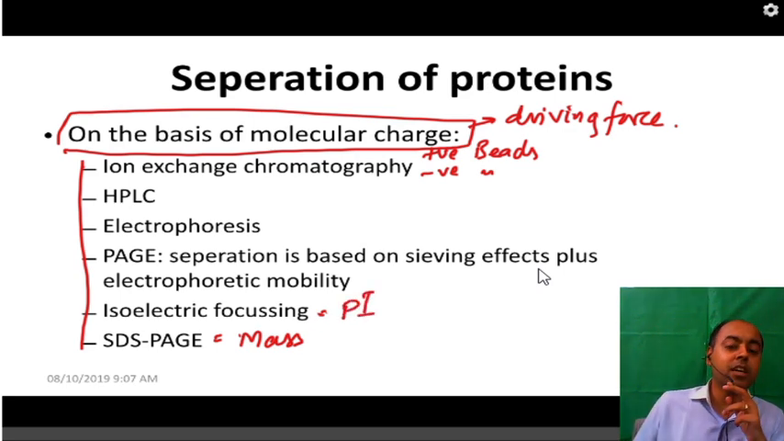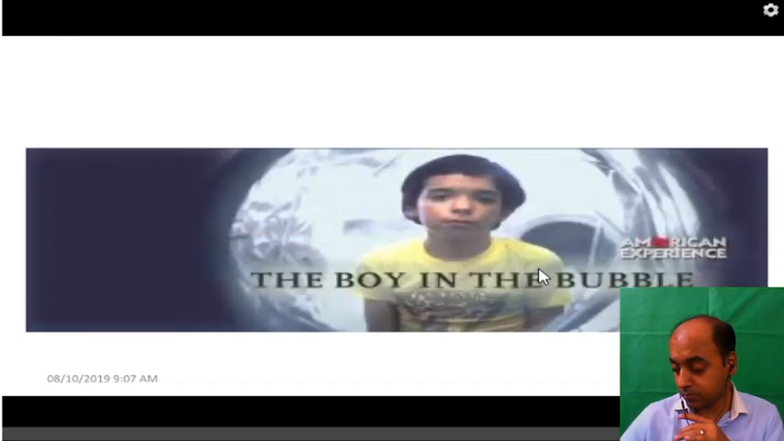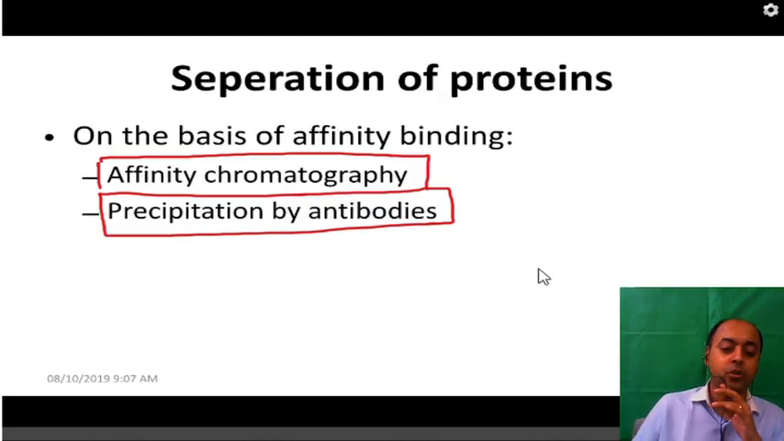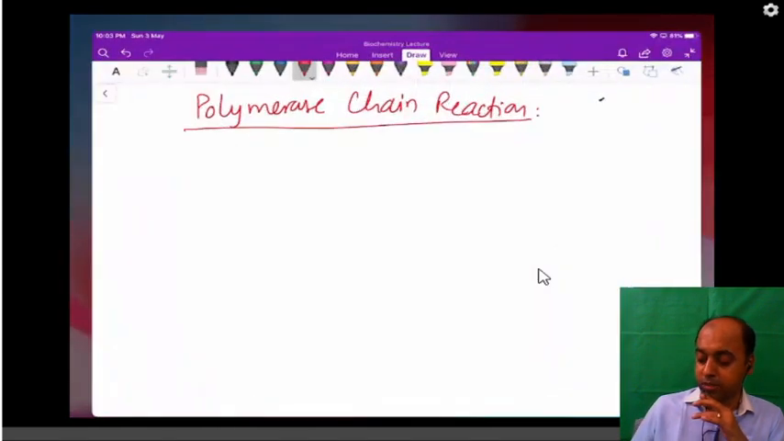You know what is PI? Isoelectric pH. Alright. So these are but just a few instances where the criteria of separation may be different, although the driving force is the charge. The driving force is the charge, but the criteria of separation can be different. Okay, so these were some important points related to the protein separation.